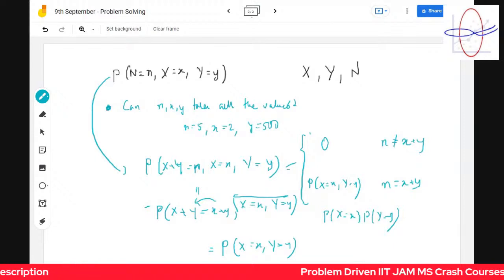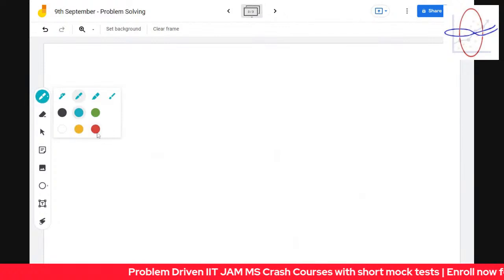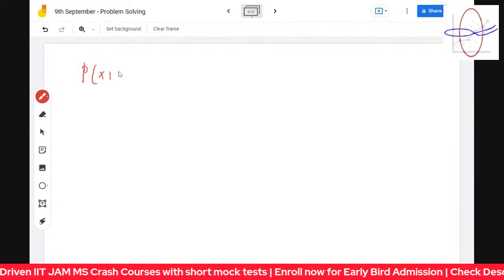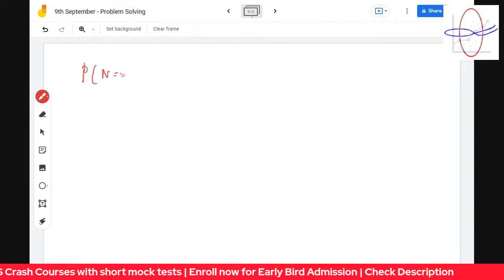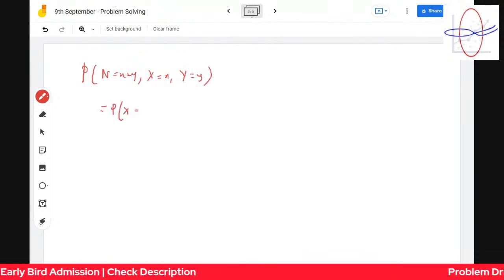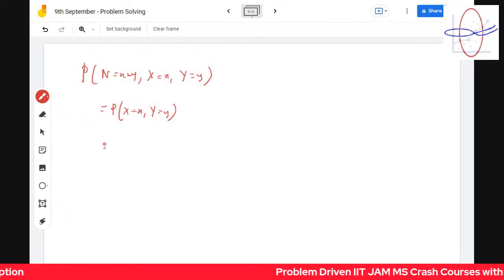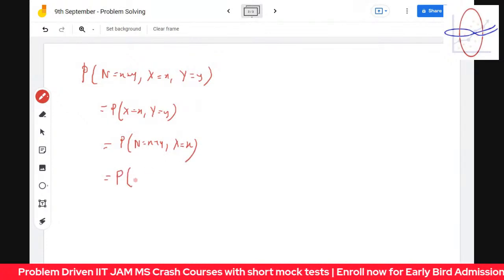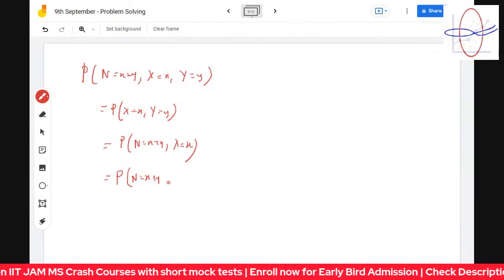If I had put, let's say, I could have written it like this also. Now probability, it's the same as this. Probability n is equal to x plus y and x is equal to x and y is equal to y. This can be written in what format? Probability x is equal to x and y is equal to y. Or it can be written as probability n is equal to x plus y and x is equal to x. Or probability n is equal to x plus y and y is equal to y.